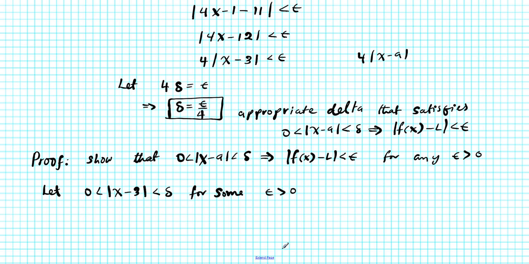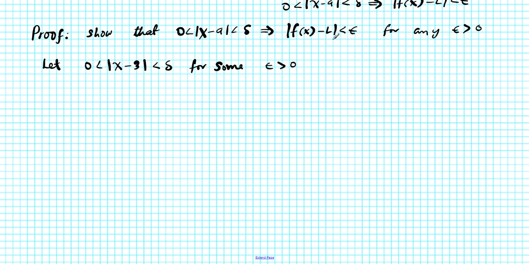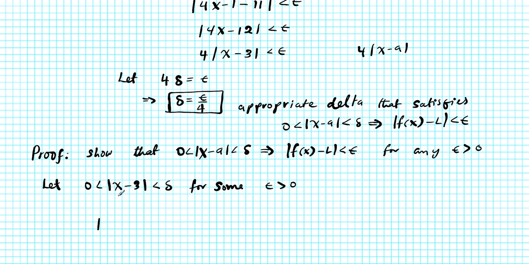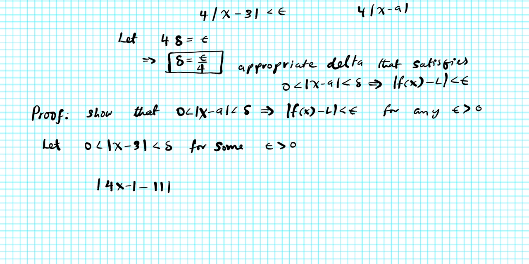All right, so what we're going to do is start with |f(x) - L|. And if I can show that this left side is less than epsilon, then I'm in good shape. Okay, so |f(x) - L| is basically the original function, which is 4x - 1, minus L. L is 11. All right, so let's do some algebra with this. So let's simplify this a little bit. If I simplify this, what do I get?